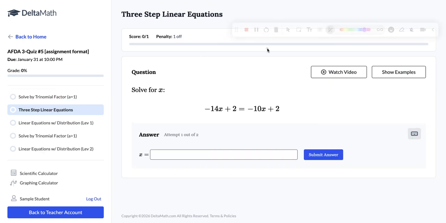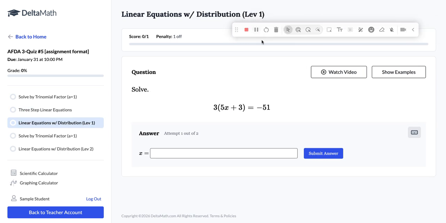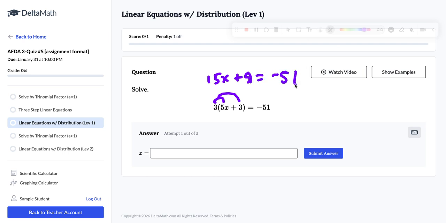This one's linear. You're going to bring all the x's to one side so that you just have -4x plus 2 equals 2, and then you solve like any regular linear equation. This one you're going to distribute first. 15x plus 9 equals -51, and then solve.